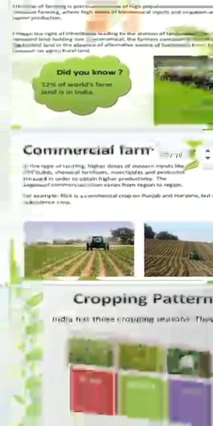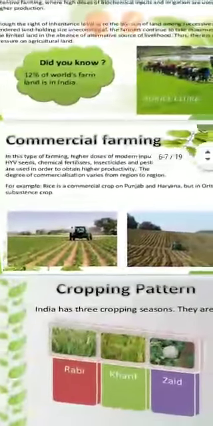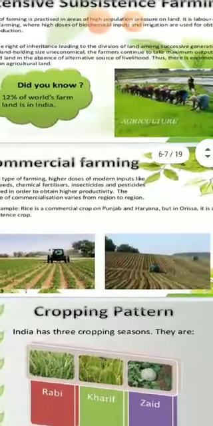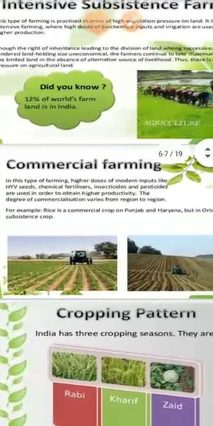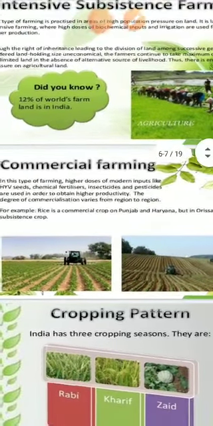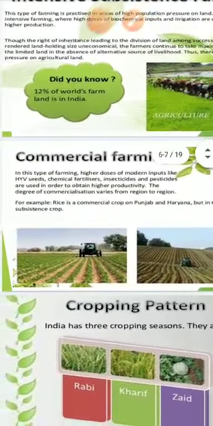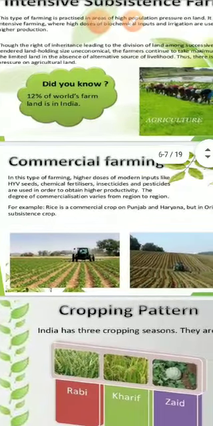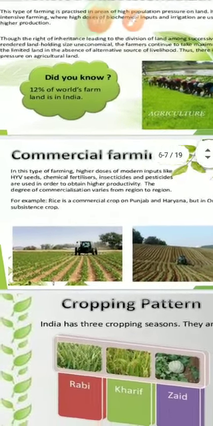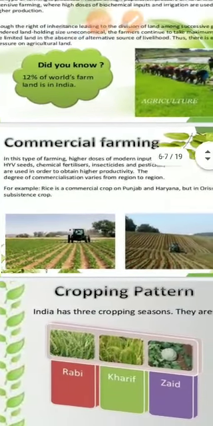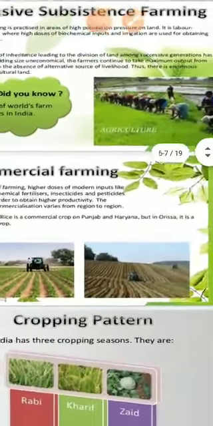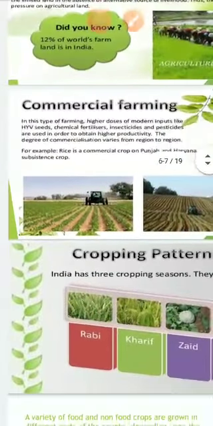In commercial farming, higher doses of modern inputs like HYV seeds, chemical fertilizers, insecticides, and pesticides are used in order to obtain higher productivity. The degree of commercialization varies from region to region. For example, rice is a commercial crop in Punjab and Haryana, but in Orissa it is a subsistence crop.